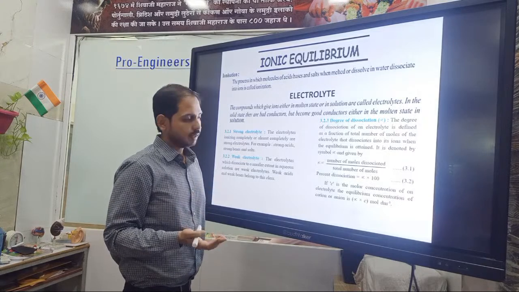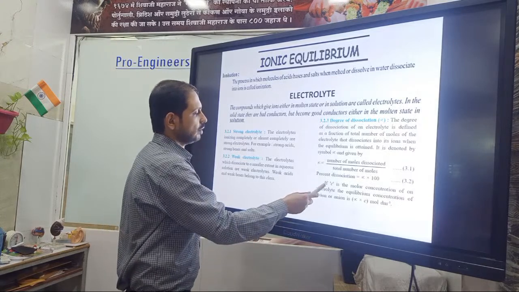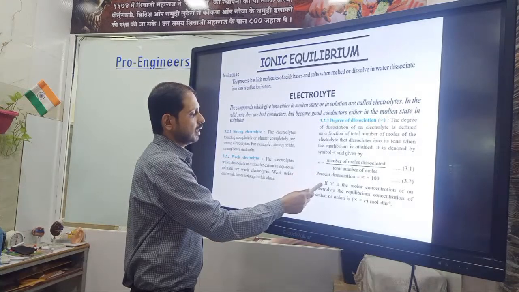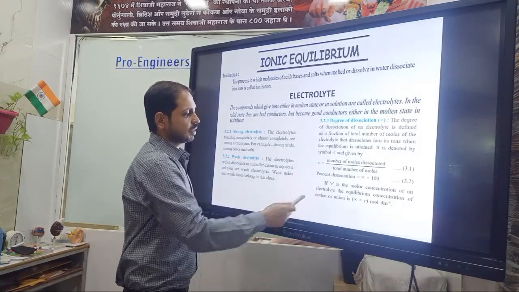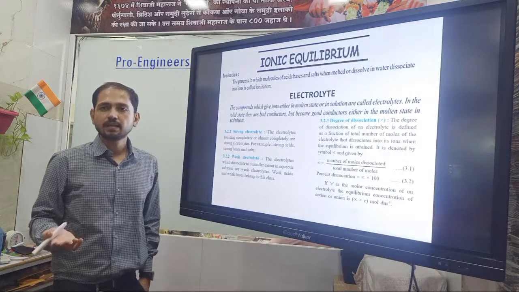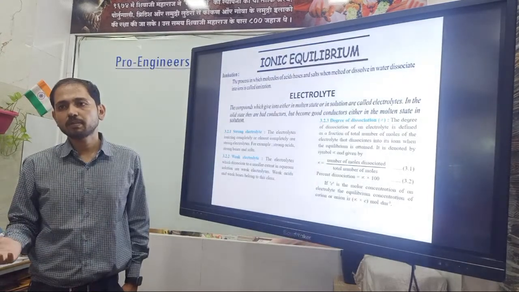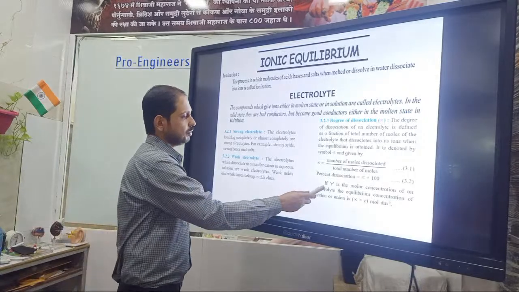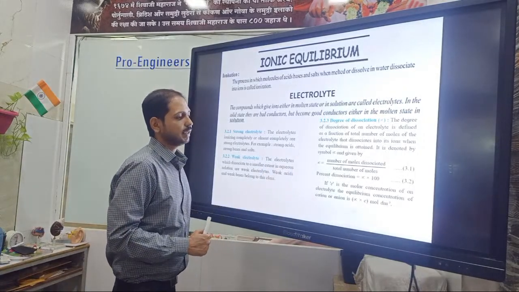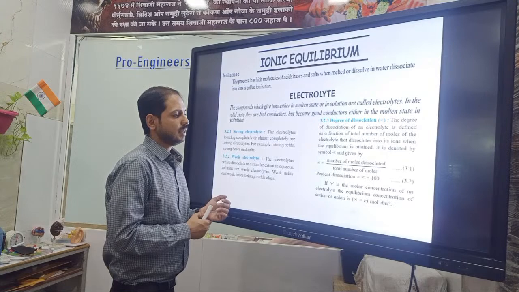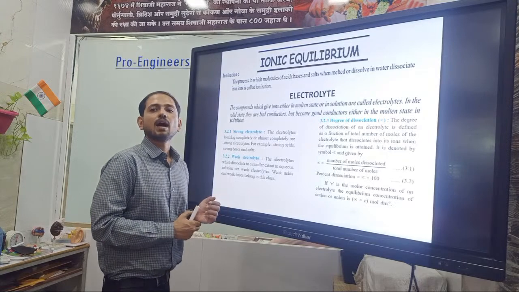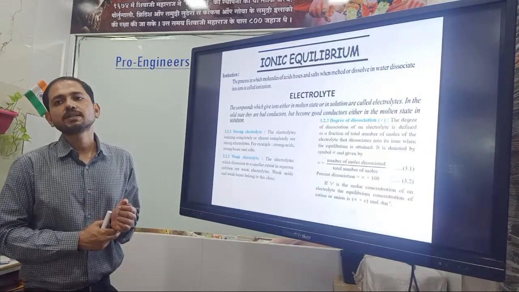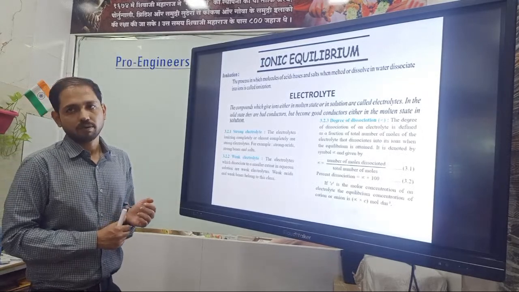So if we multiply with 100, we get 50%. Now if we multiply the concentration term C, which may be molarity or normality, with alpha, we get alpha C, which is the concentration of the ions, the species present in the dissociated form.